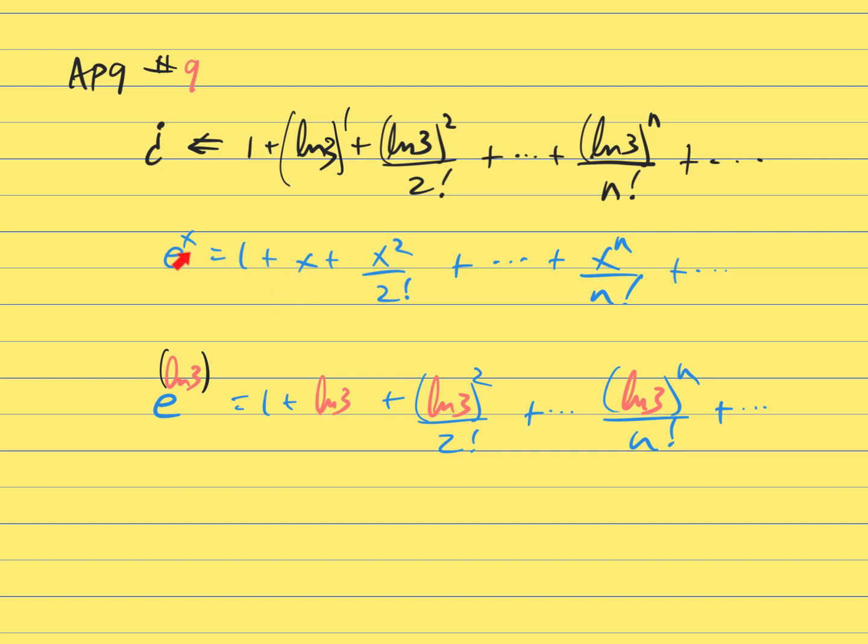And if we input into the function e ln of 3, it would go everywhere we see an x, which is there, and there, and there, which is exactly what we had. So what we have is exactly equal to e raised to the ln of 3, and e raised to the ln of 3, well, that's equal to 3.